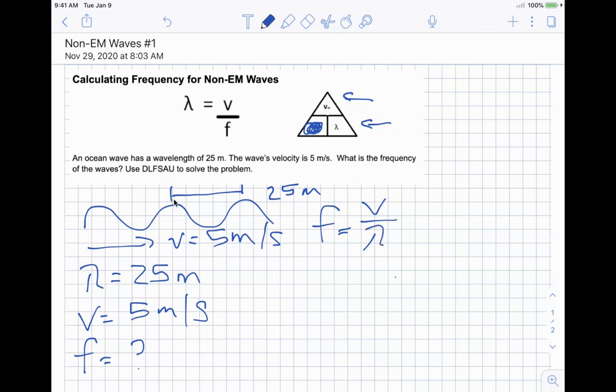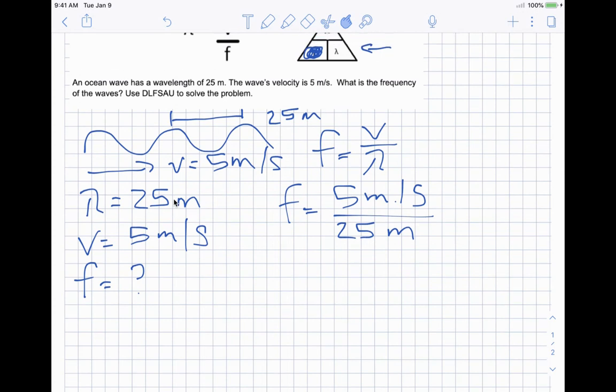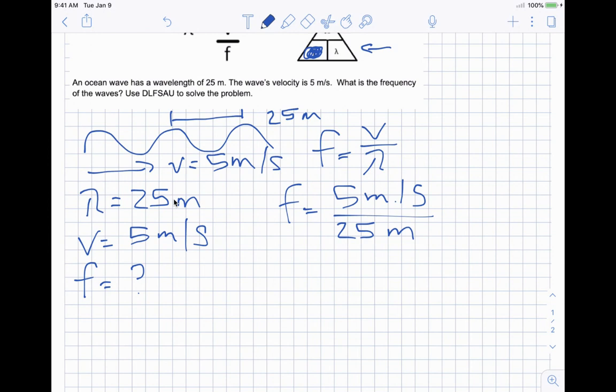So now I simply plug my variables in. So I plug in for velocity, my 5 meters per second, over my wavelength, which is 25 meters. All right, so move this up and give me a little more room. So now I'm going to do some division, right? So I'm going to divide 5 by 25. So if I'm doing the math, I should come out to 0.2.